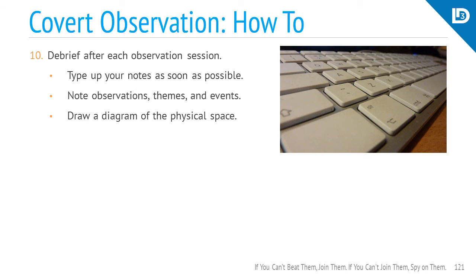You want to then debrief after each observation session. Immediately after your session, each observer should go away and type up their notes as soon as possible while it's really fresh in your mind. First, it's good to type up your notes based on what you remember from the top of your mind, and then look at your written notes and see if that jogs your memory and expand upon those. Also, it's good to draw a diagram of the physical space. That can help you remember where things are and what activities took place where. You want to note general observations, general themes that you saw, and events and how they took place.